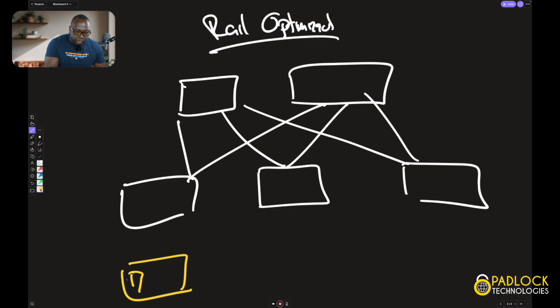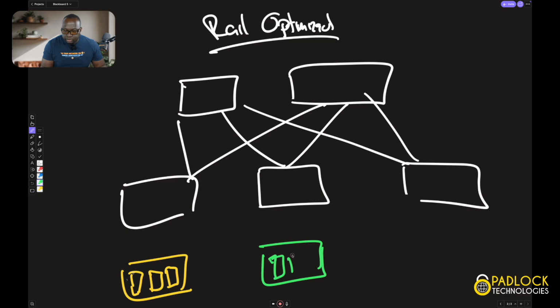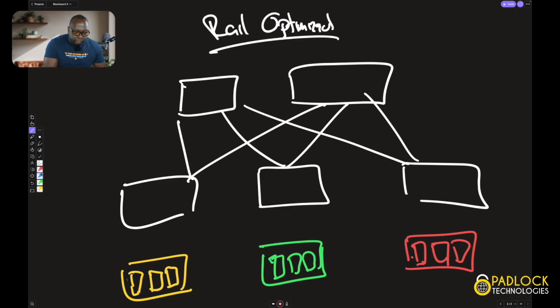So we'll keep yellow. We'll have GPU, GPU, GPU, and then I'll use green for this server over here: GPU, GPU, GPU. And then finally, we'll have the other GPU server, GPU, GPU, GPU. Right? Like I said before, NIC, NIC, NIC on each.